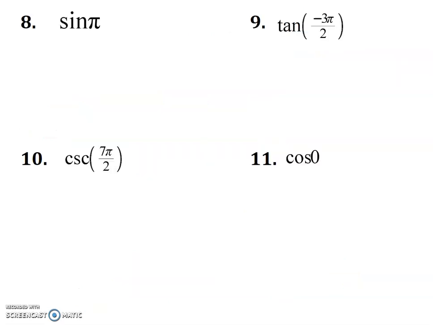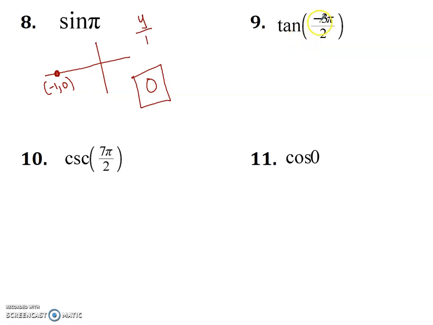So let's look at some quadrantal angles. We've got sine of pi. Pi is on the left side, so since I went left, the point is negative. So that's going to be negative 1, 0. Sine is opposite over hypotenuse. Opposite is y, and the hypotenuse is always going to be 1. The y value of that point is 0, so 0 over 1 is just going to be 0.